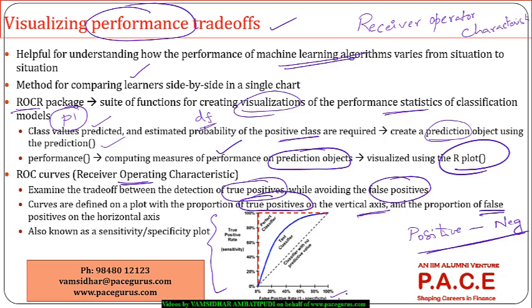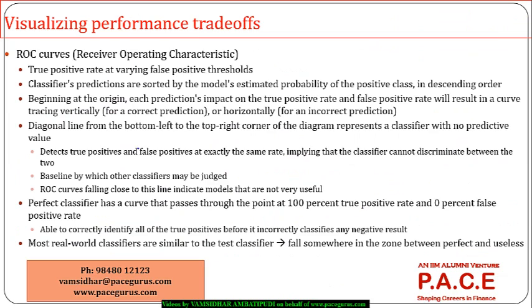So false positive rate is nothing but 1 minus the specificity, whereas the true positive rate is the sensitivity, right? So it is known as the sensitivity specificity plot because the true positive rate is the sensitivity, and the false positive rate is nothing but 1 minus the specificity. So that's why the ROC curve is also called a sensitivity versus specificity kind of plot. So the true positive rate at varying false positive thresholds. I keep changing the false positive thresholds, and based on that I will see what the true positive rate is.